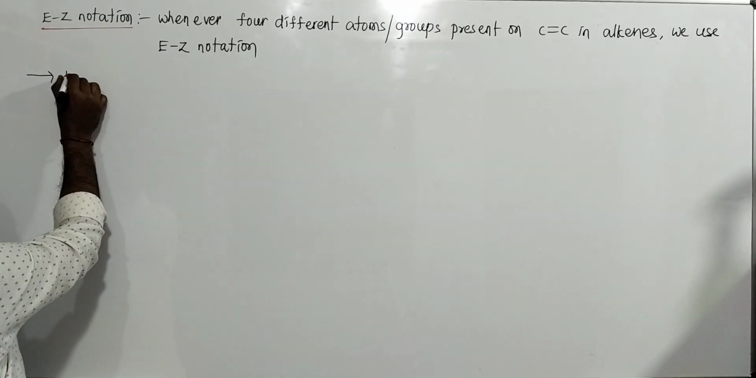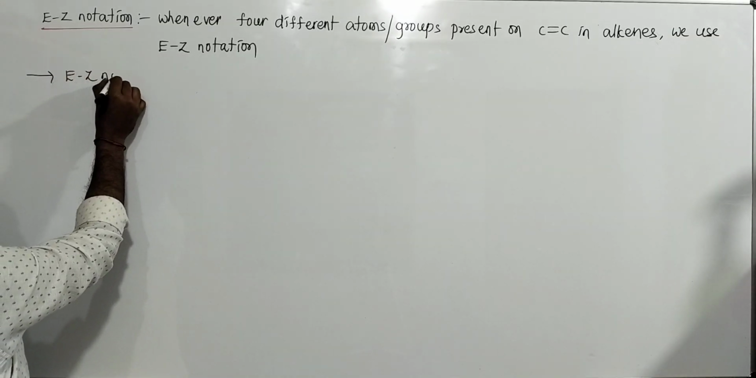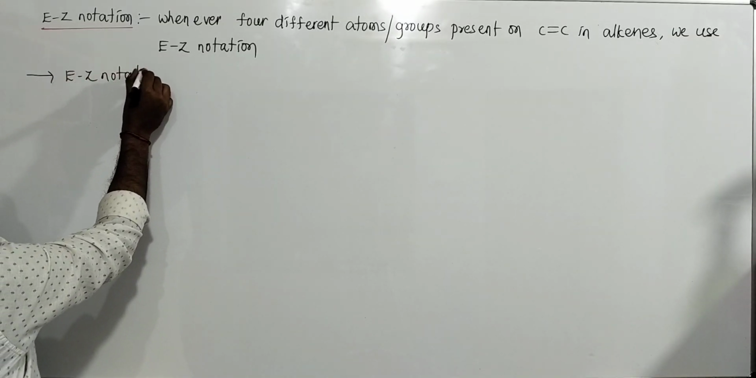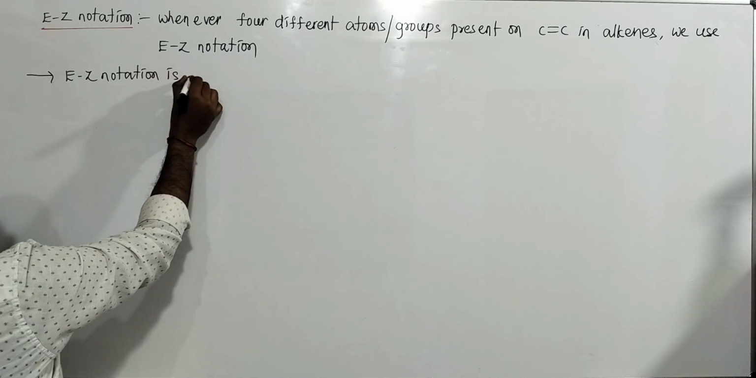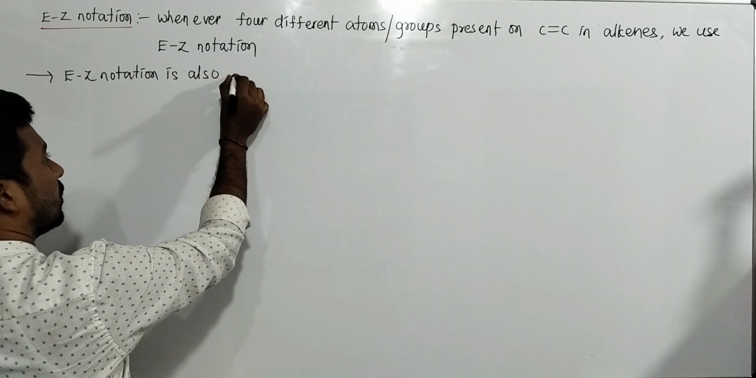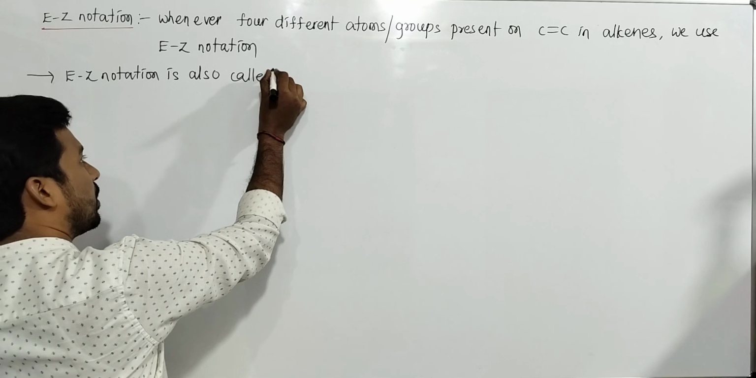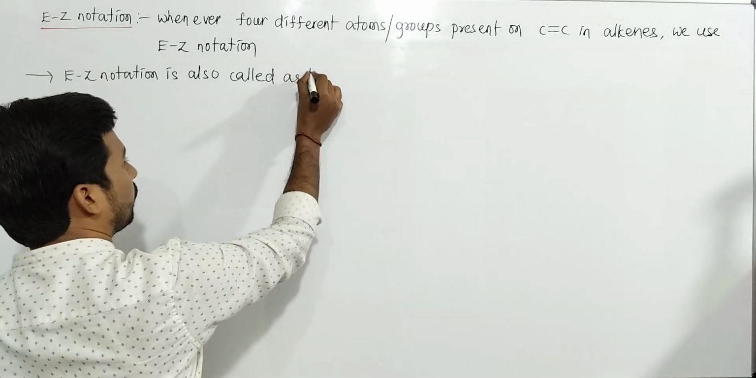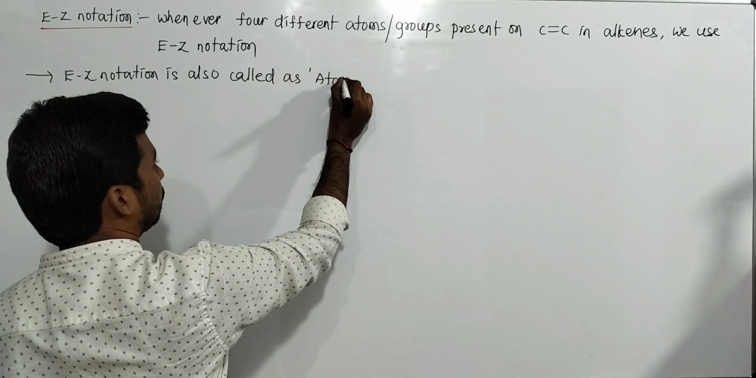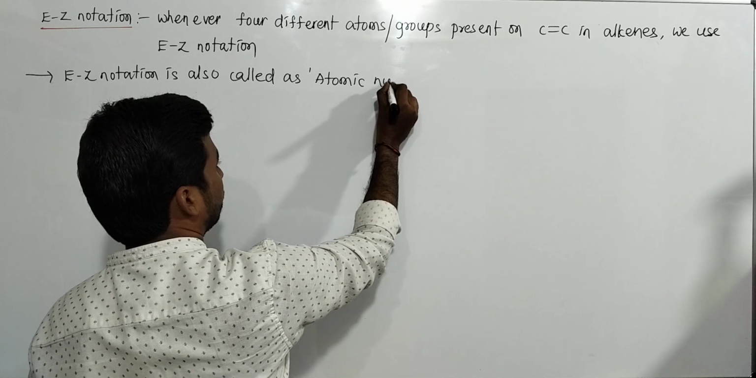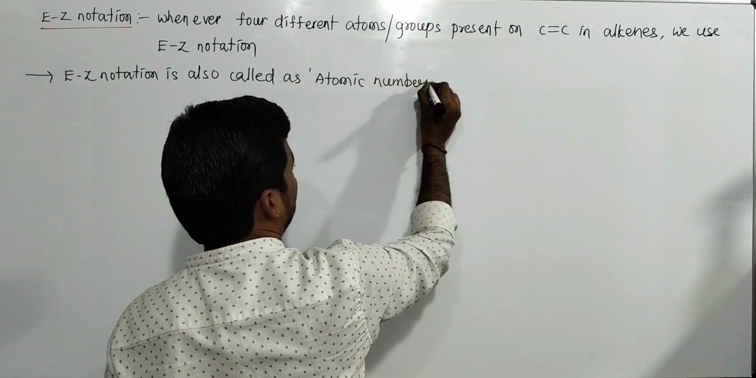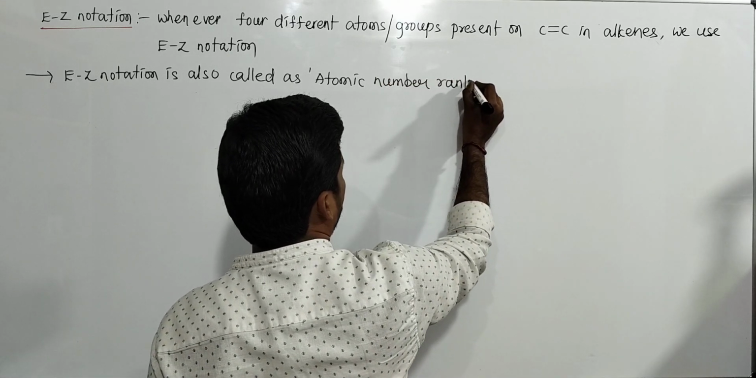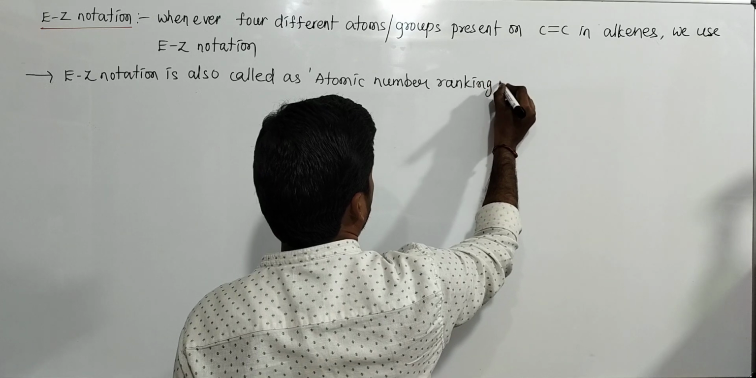EZ notation is also called the atomic number ranking method. Atomic number ranking method.